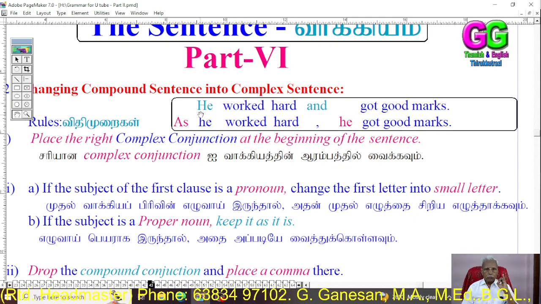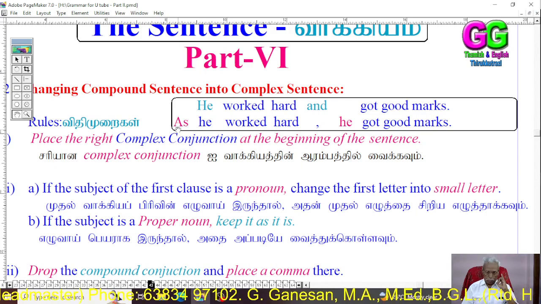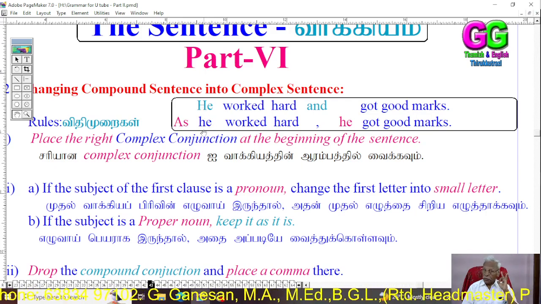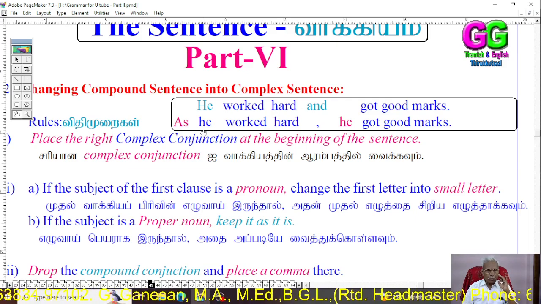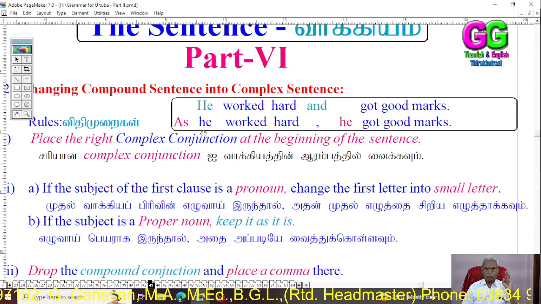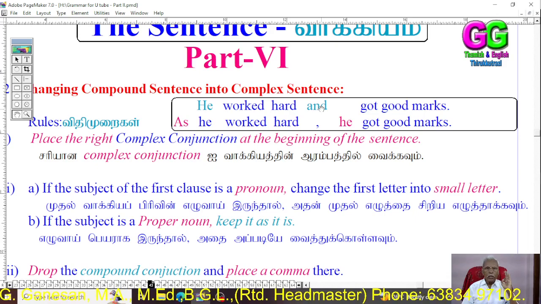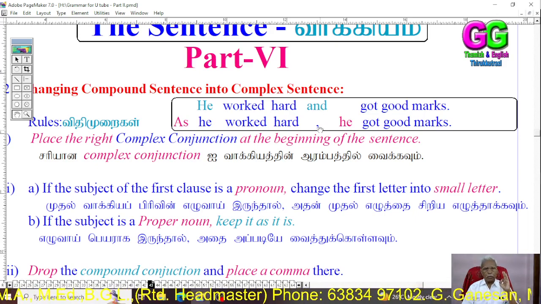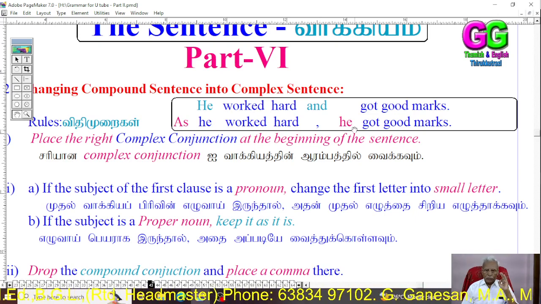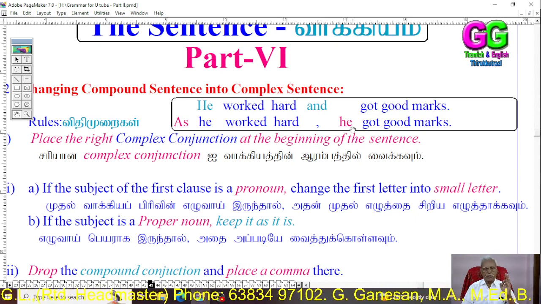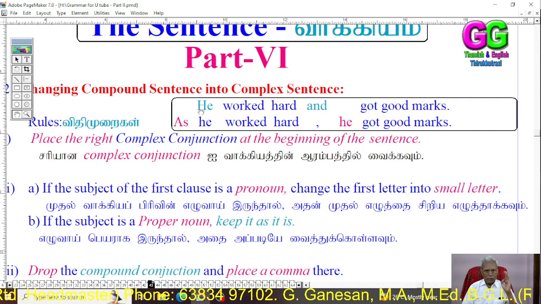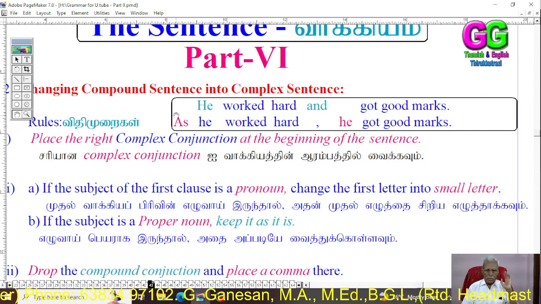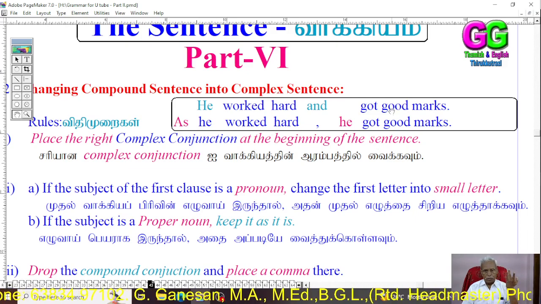See, first put the proper complex conjunction. Then reduce the capital letter into small if it is a proper noun. If it is a pronoun, keep it as it is. Then remove the conjunction and place a comma. Then if there is a subject, keep it. If there is no subject, use the subject of the first clause here. That's all. He worked hard and got good marks. As he worked hard, he got good marks.